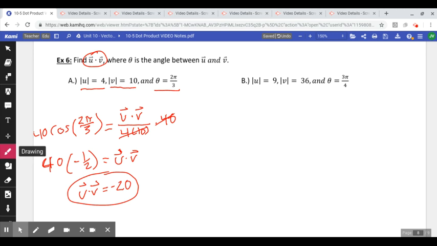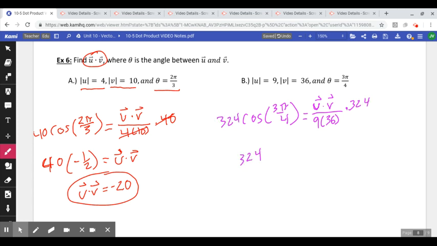Let's try that on this next one here, part B. So we'll fill in the formula. We've got the cosine of 3 pi over 4. That's the cosine of theta, and that's equal to the dot product, it's supposed to be a u, between u and v, all over the magnitudes multiplied together. 9 times 36 is 324, so we'll multiply 324 on each side. So we have 324, and then the cosine of 3 pi over 4 is negative root 2 over 2.